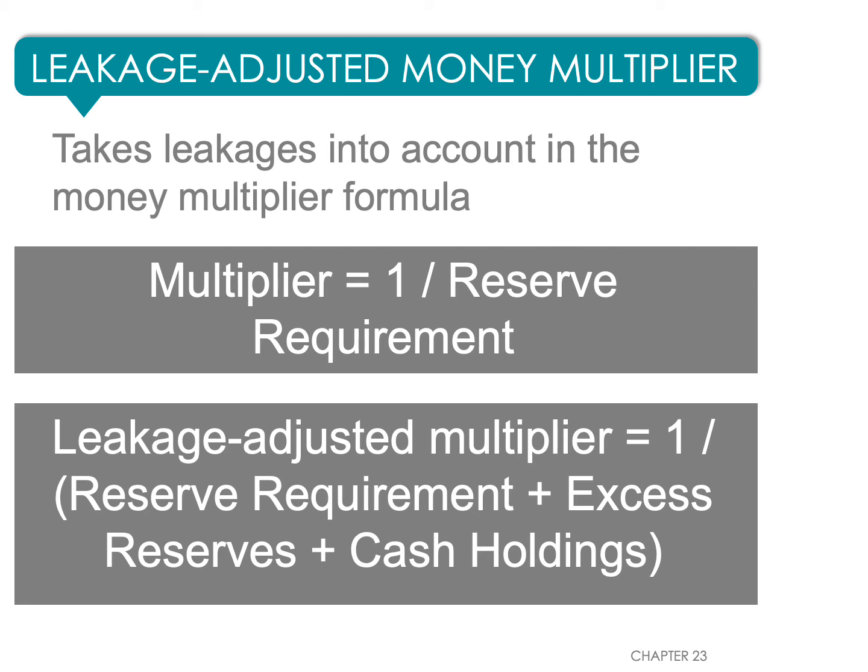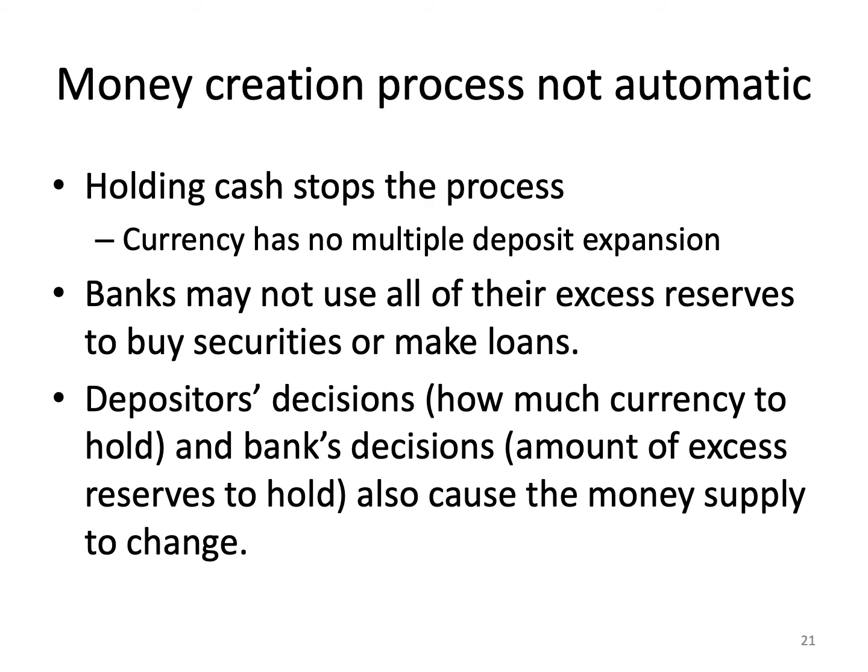In this case, we can adjust the money multiplier to take account of leakages. If the money multiplier is 1 divided by the reserve requirement, a leakage-adjusted multiplier would be 1 divided by the reserve requirement plus any excess reserves plus cash holdings by individuals, governments and companies. So the money creation process is not automatic. Cash holdings will stop the process or slow it down. Currency itself has no multiple deposit expansion.